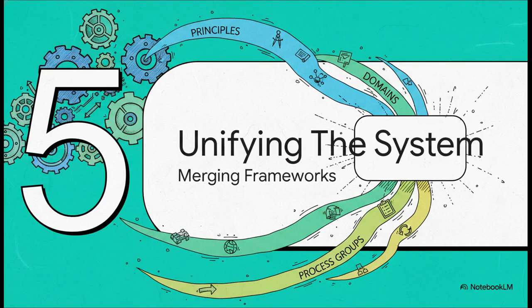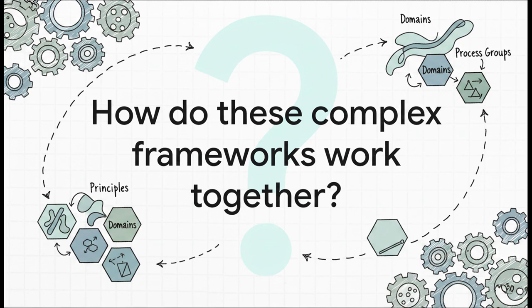Section 5. Unifying the value system. We have principles, we have domains, and we have process groups. Let's see how this all builds together into a single, cohesive engine for actual value delivery. So, what does this all mean? If you're looking at this dense architecture, you might be asking yourself this pivotal question. With so many moving parts, how do you practically operate with principles, domains, and process groups all running at the exact same time without dropping the ball?